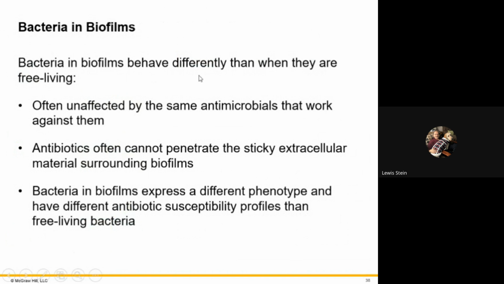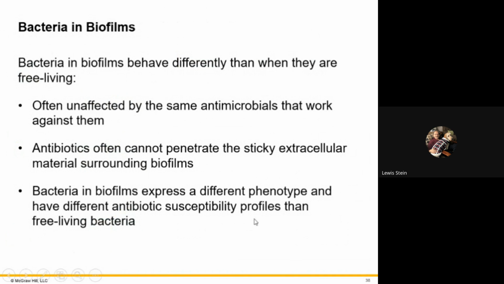So bacteria in biofilms behave differently. We can't use the usual agents when we know biofilms are part of it. They're often not affected by the same antimicrobials that work against them in the absence of the biofilm, because the drugs can't penetrate. They express a different phenotype, they behave differently, with different susceptibility profiles than ones that are not in biofilms.